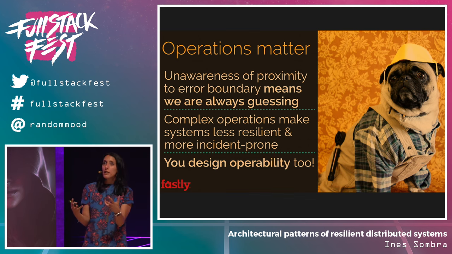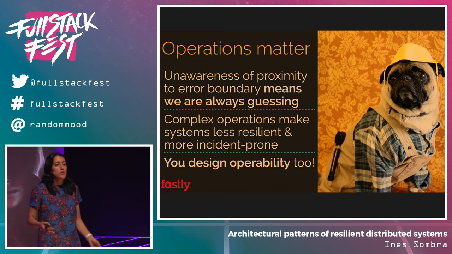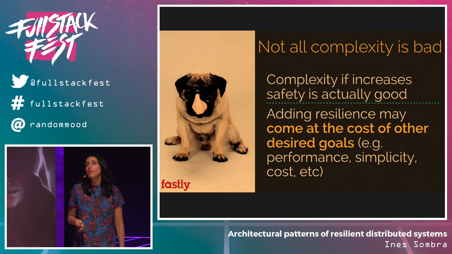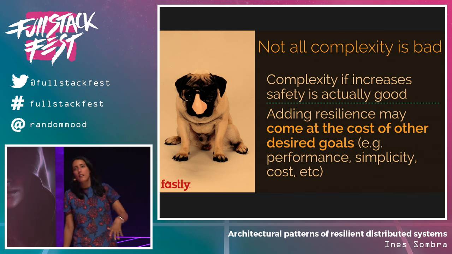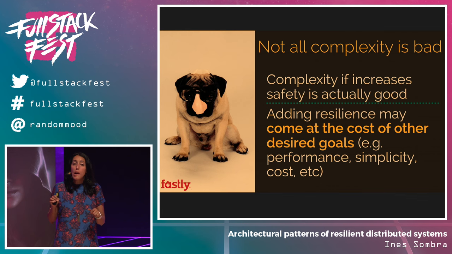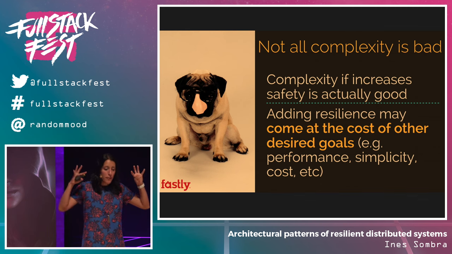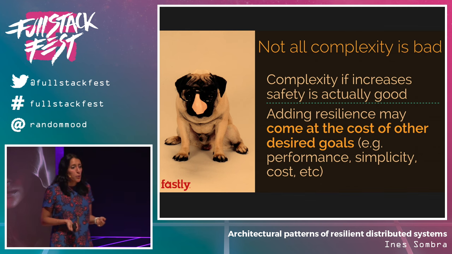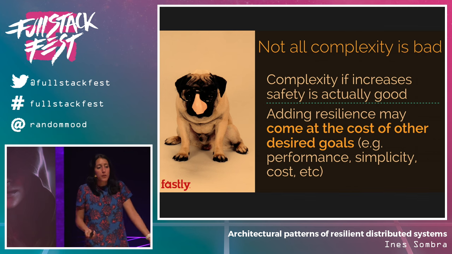And the thing that is interesting, too, is that when you're implementing your system, operability is also something that you design, so it's important. And okay, things are complex. We are building distributed systems. They're very hard. They can fail. They can have all sorts of crazy shenanigans. But sometimes complexity is good. When you're dealing with complexity, sometimes it's very, very hard to make something very simple to operate. In that sense, that complexity is good because you have invested a lot of time and effort into making something simple to interact with. So if it increases safety, then it's good.